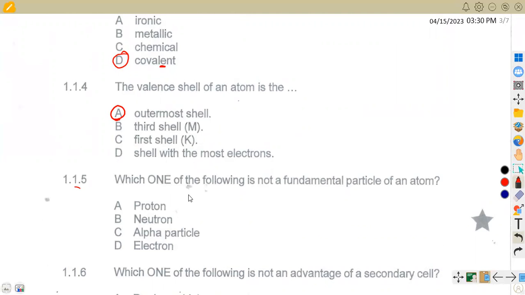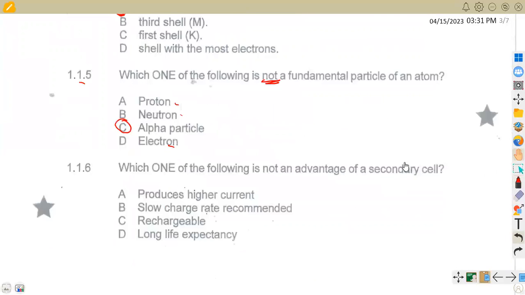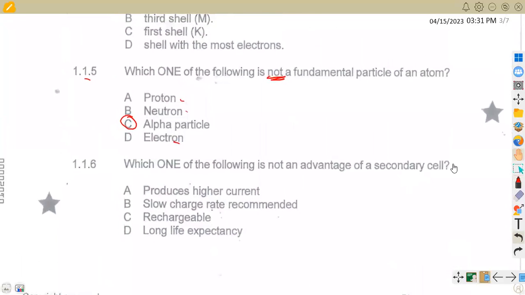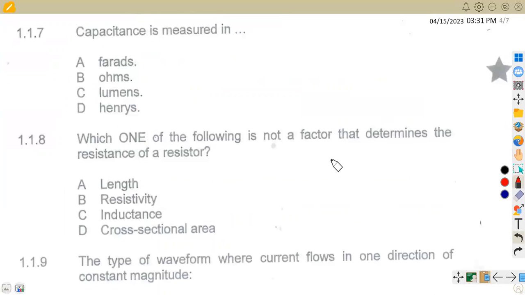1.1.5, which one of the following is not a fundamental particle of an atom? Remember, an atom is made up of electrons, protons and neutrons. So the alpha particle is the one that is not. 1.1.6, which one of the following is not an advantage of secondary cells? Produces high current is actually an advantage. Slow charge rate recommended is a disadvantage, so this one is supposed to be our answer. Rechargeable is an advantage. Long life expectancy is an advantage. So the answer was supposed to be B.